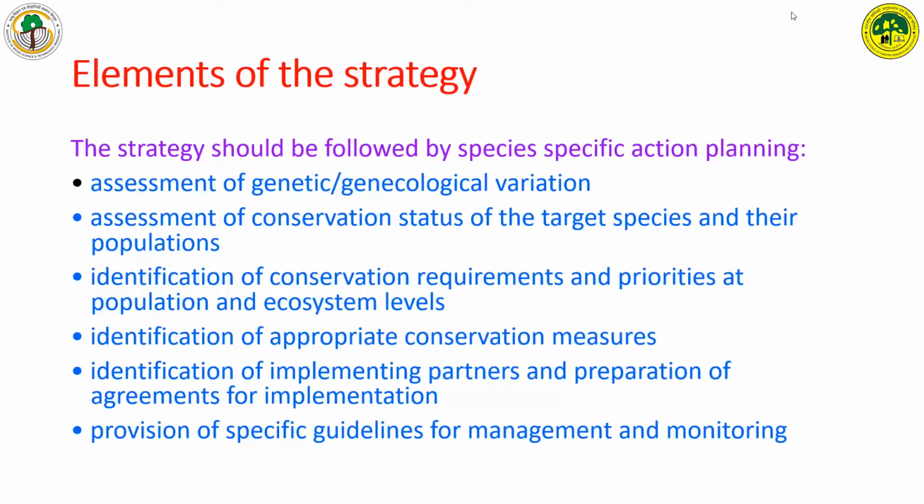Now, the first point I want to focus on is that you have to do an assessment of the genetic or gene ecological variation. Genetic variations cannot be assessed by a layman through ocular estimation. Gene ecological variation means variation between ecological zones. There will be certain populations, and within such populations there will be some trees. What are the variations between these trees and the trees of another population?